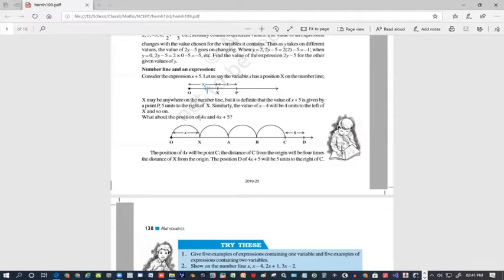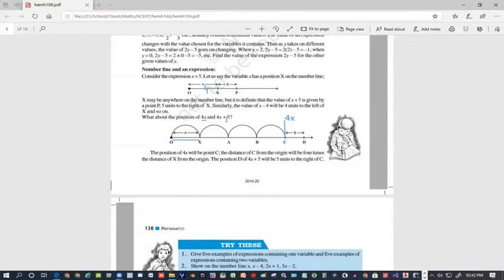So what about the position of 4x and 4x plus 5? In order to represent 4x, you have to choose a length of x. Say from O, x is here. So 4x will mean 4 times x. So 1 time, 2 times, 3 times, 4 times. We have reached here. This is 4x. So I will write 4x here, and it is represented at point C.